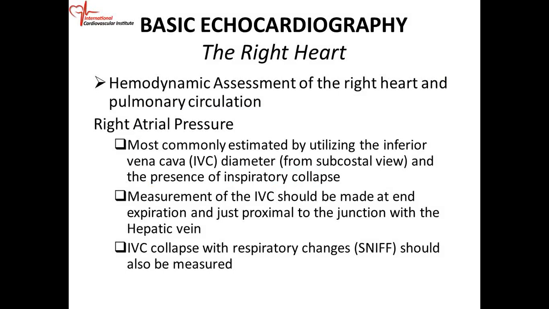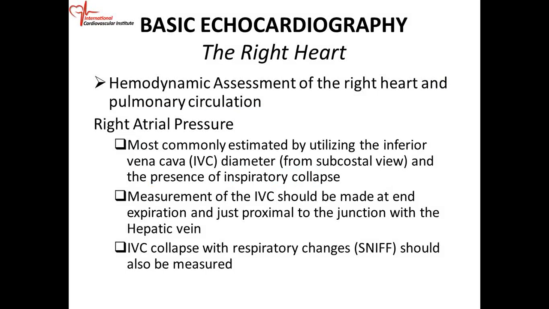When we say a normal right atrial pressure, we're saying that when you look at the IVC, it's going to be less than 2.1 centimeters when you measure it, and you're going to have more than 50% collapse of the IVC with inspiration. So that's normal. When you have a normal right atrial pressure, you're going to get those things. And normal right atrial pressure, we usually say is about 3 millimeters of mercury.